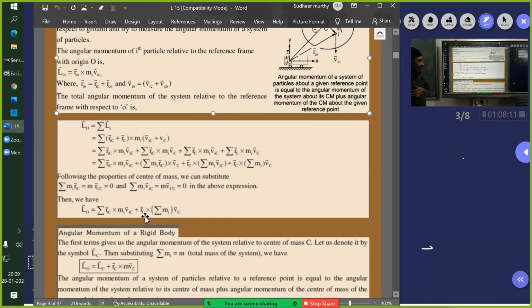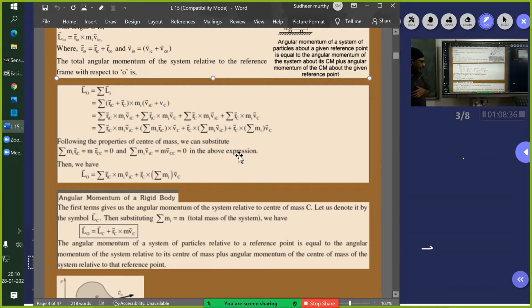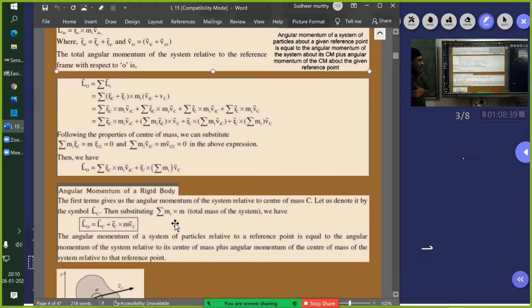So linear momentum with respect to C. Summation M will give you the total mass, the total mass into VC. So this will give you the linear momentum. And here Mi VC RIC, RIC is this one. Anyway, it's done. Don't worry. The next step may make it very clear to you. Summation Mi is M, so put this as M. So you will get here RC cross M VC bar.